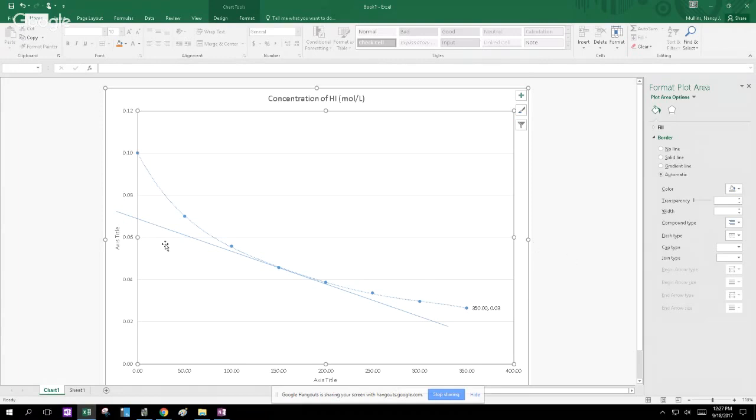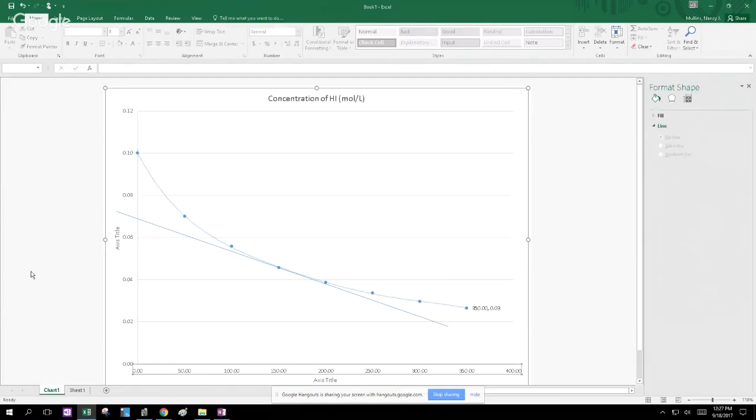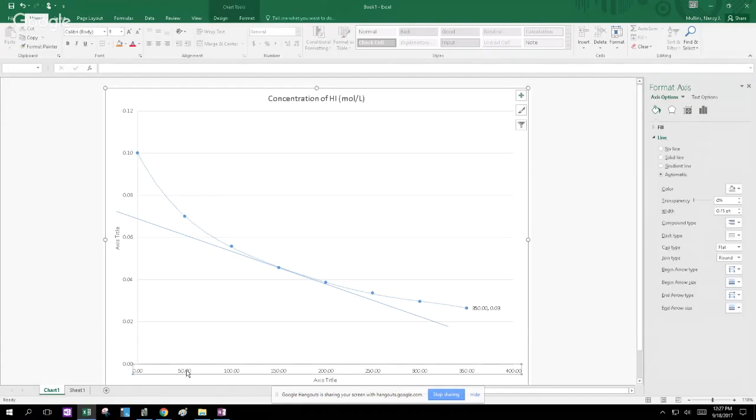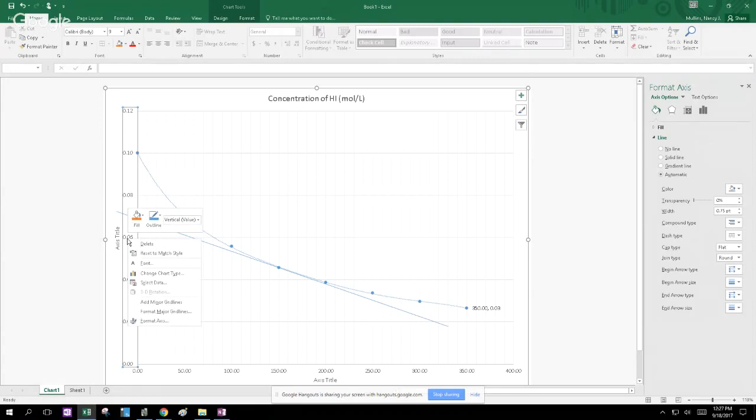So what I'm going to do is make this into a document that's easier to read. If I choose my axis, all I've done is I've gone over here, clicked on one of the numbers, right click, and I'm going to add minor grid lines. I'm going to do the same thing over here. I'm going to choose it, right click, and add minor grid lines. You've now made this into a measuring device.